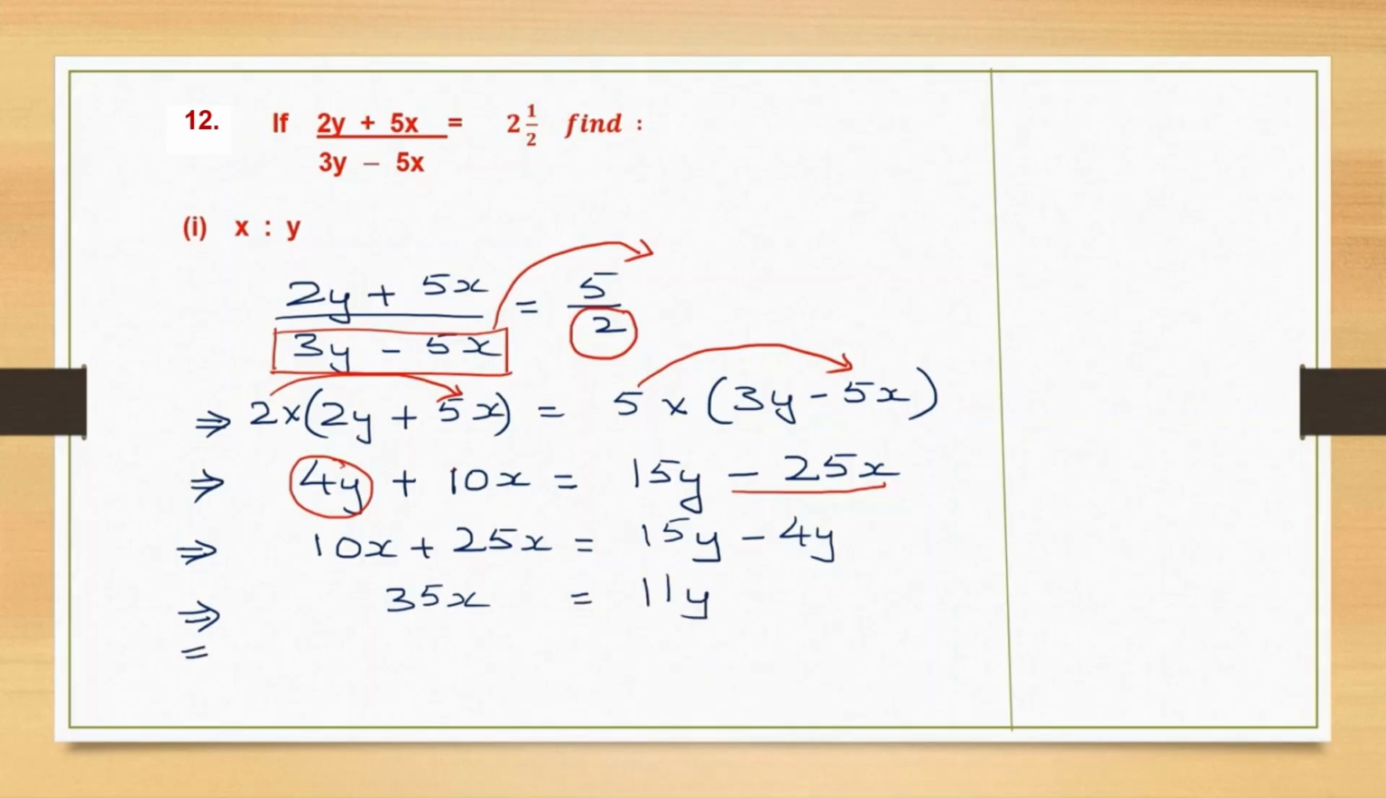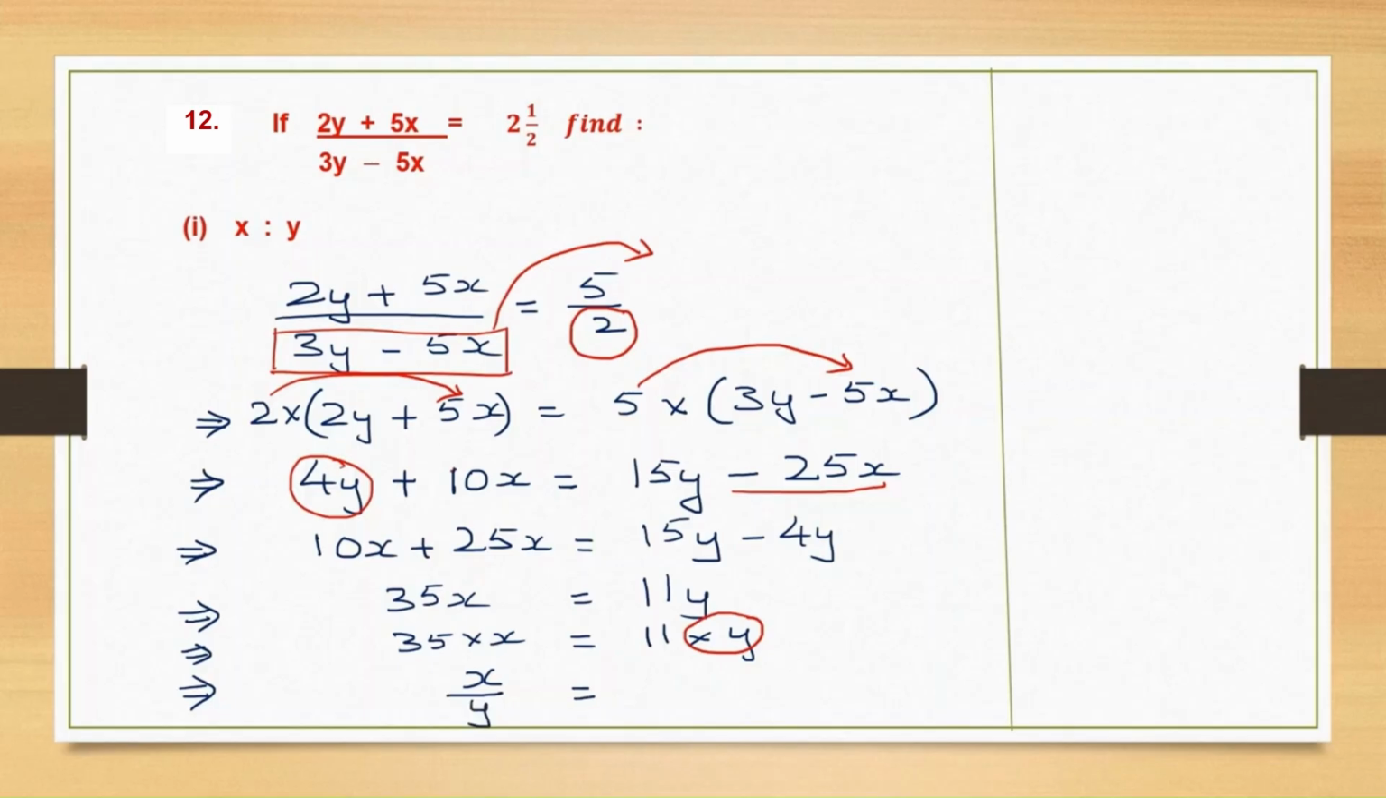Now what does this mean? 35x means 35 into x, and on the other side 11y means 11 into y. Now I need to get my ratio as x is to y. So I need to get x and y on the same side. I already have x here, so I'm going to bring y here. Now y is multiplication, so when it comes this side it becomes division. So I've got x and y together.